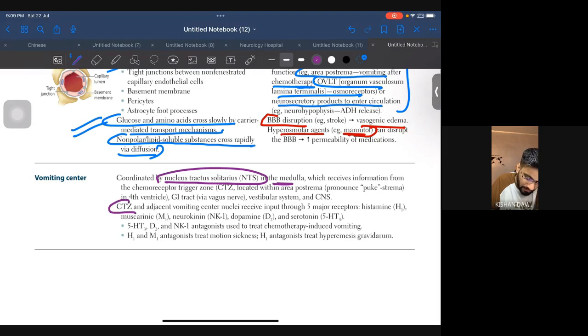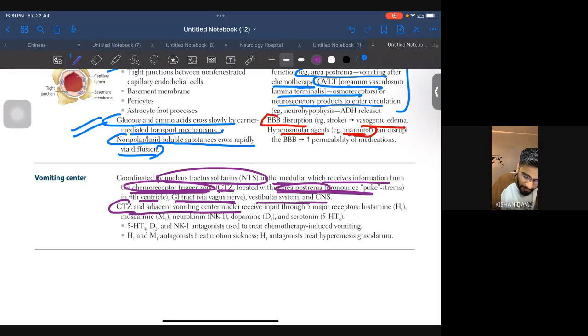CTZ, that is the chemoreceptor trigger zone. We'll do everything. It receives information from the chemoreceptor trigger zone, CTZ, located within the area postrema. So area postrema is very important, we have discussed it in the BBB. Inputs come from the GI tract via vagus nerve, vestibular system, and CNS. So the CTZ and adjacent vomiting center nuclei receive input through 5 major receptors: histamine, muscarinic, neurokinin, dopamine, and serotonin. These are the 5 major receptors that you have to remember.